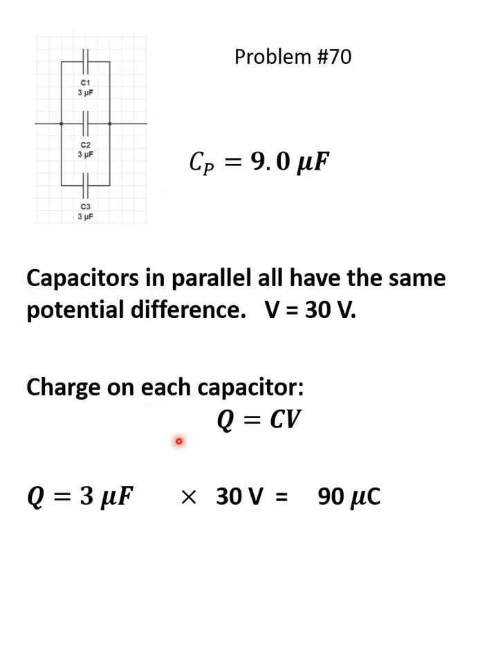The charge on each capacitor is given by Q equals CV. Charge equals the capacitance times the voltage across it. So 3 microfarads times 30 volts gives you 90 microcoulombs on each capacitor.